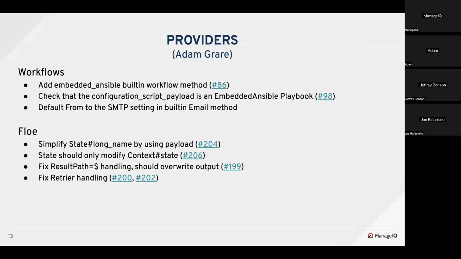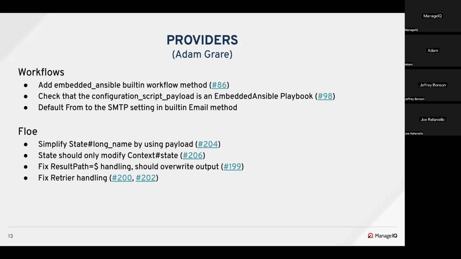For workflows, we added an embedded Ansible built-in workflow method. So if you have embedded Ansible playbooks, you can call them as part of a flow ASL. So you would just provide either the ID of the playbook or the repository and playbook path. So you can look it up either way. We're also checking that the configuration script payload is an embedded Ansible playbook. Previously, it was looking for any configuration script payloads at the base, but that would include a bunch of other possibilities. So now we're ensuring that what you've provided is an embedded Ansible playbook.